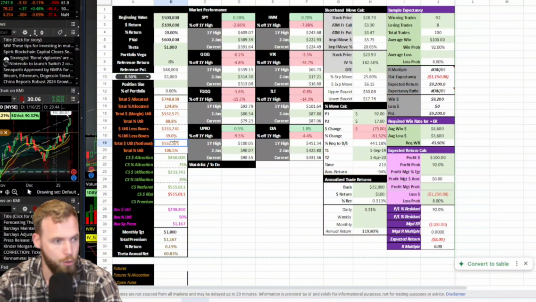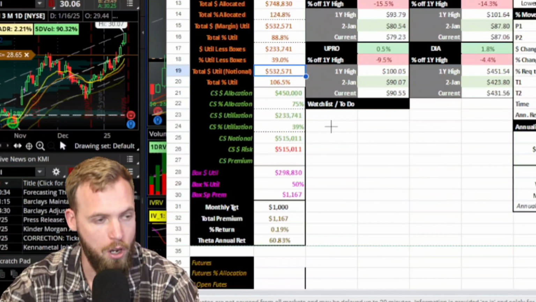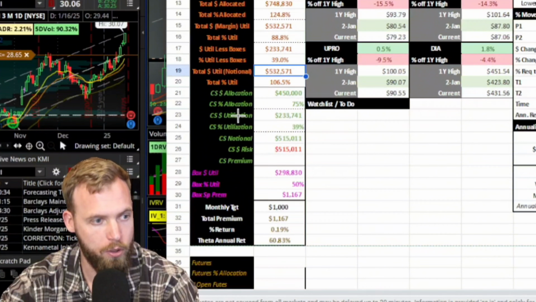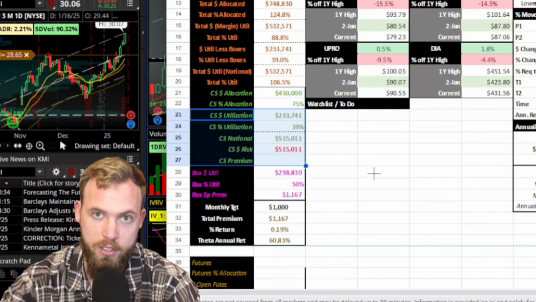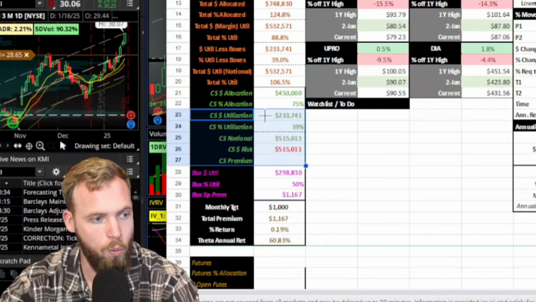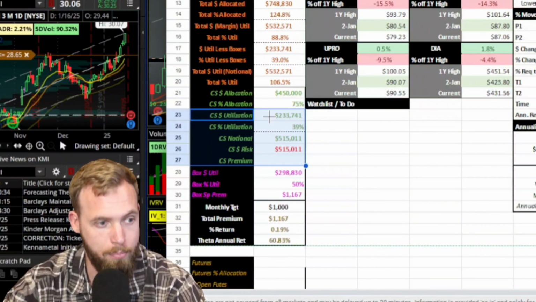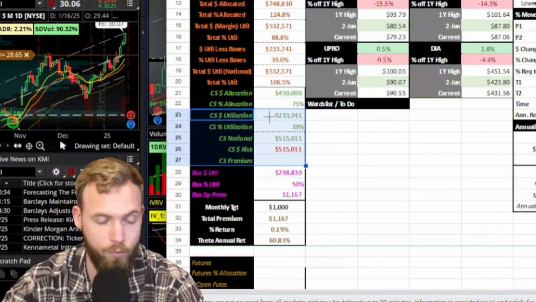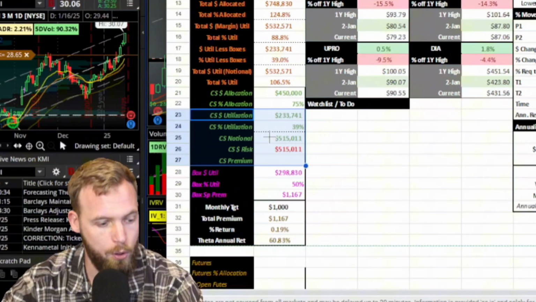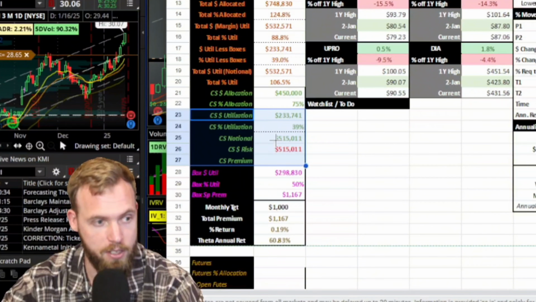Then we have notional exposure. The reason why we have notional exposure is because if I'm trading leveraged underlyings, I want to know what my actual risk is. So a good example of that is here in the covered strangle, because as I showed you, we're trading UPRO and TQQQ. So when I'm figuring out what my total exposure is, I don't want to just use my actual dollar utilization, because even though this is the max I could technically risk at a given point in time, the notional exposure will help me understand how levered I am and give me some sense of the total risk there.